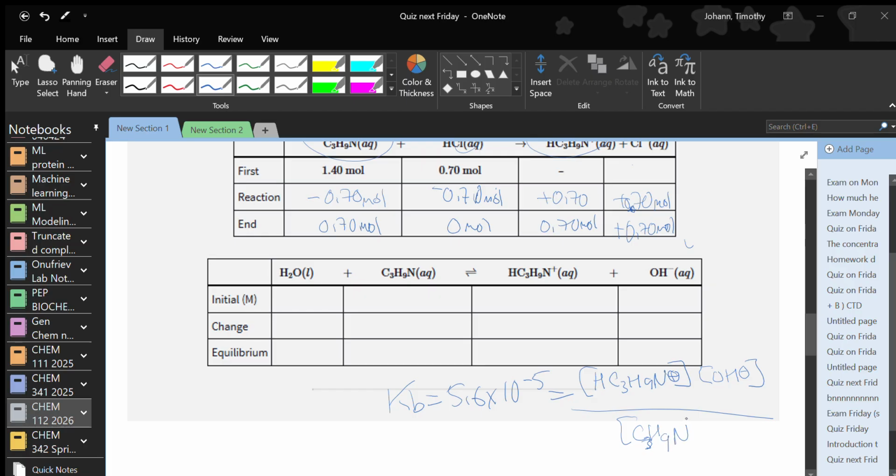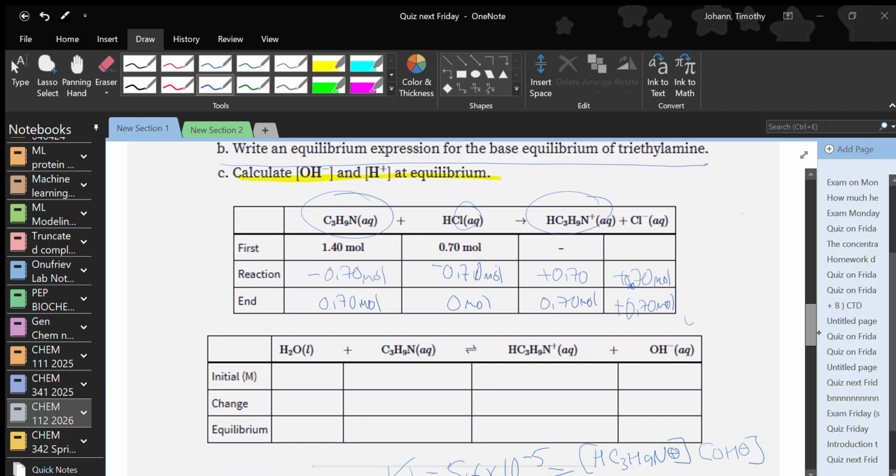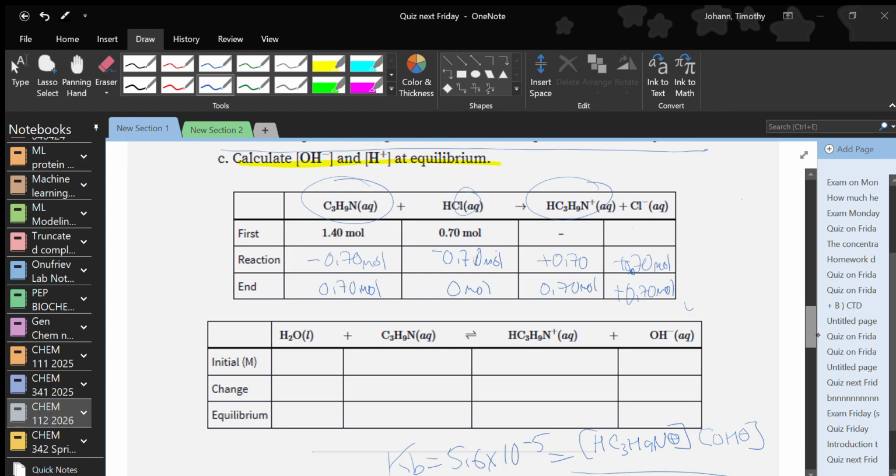Because it's a liquid, and we don't put in liquids. Okay, so that's our equation there. Questions on how you set that up? Okay. Need to be familiar with those. Those are the base of what we're doing here. And then I'm trying to figure out what my OH minus and my H plus concentrations are.